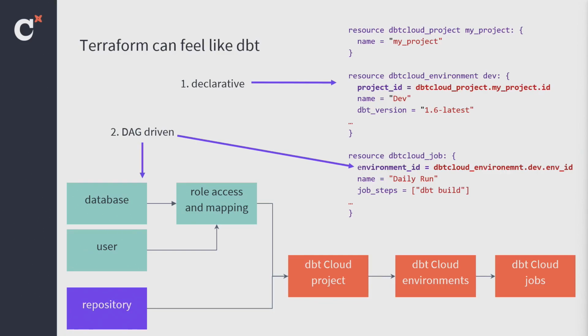We say, I want a dbt Cloud project here at the top right, and the name is going to be my project. We really declaratively say what we want, and Terraform will automatically configure the application for us.